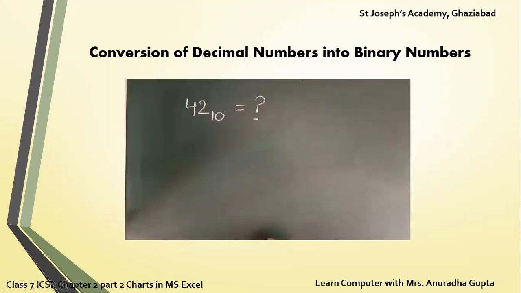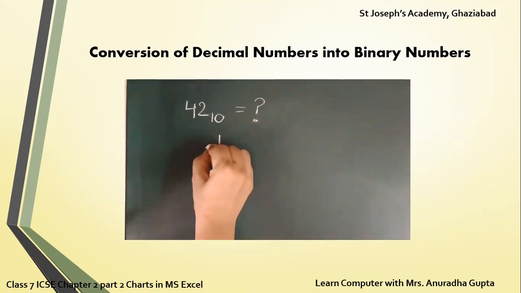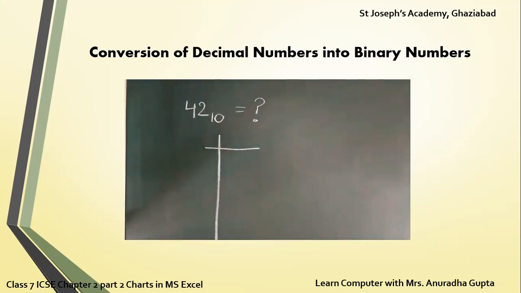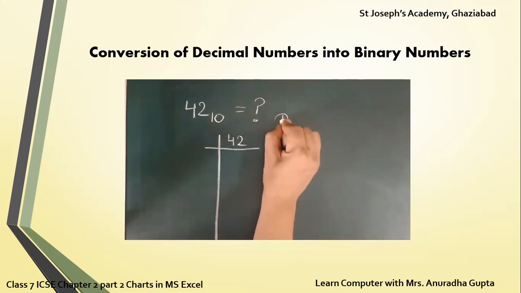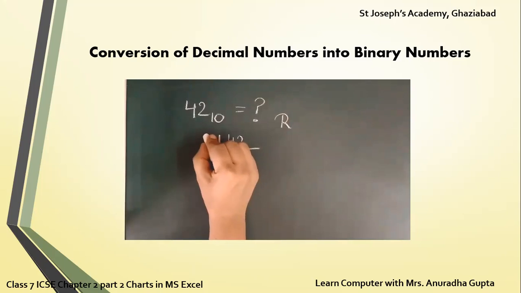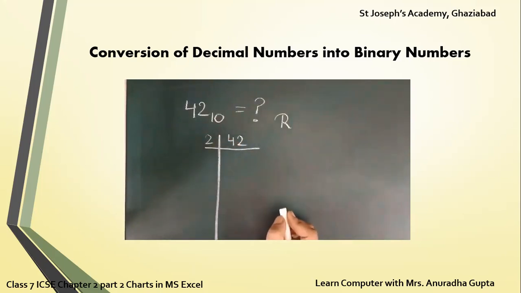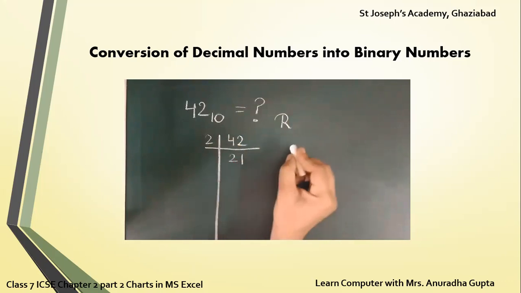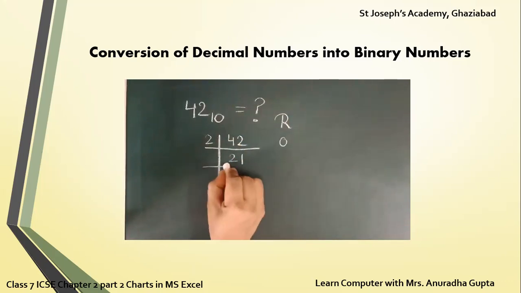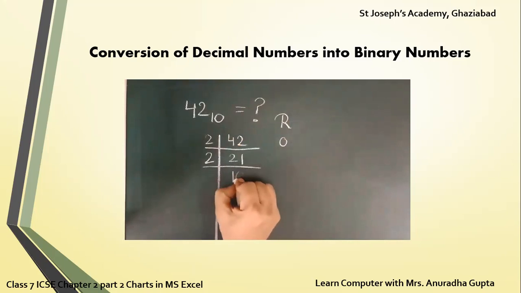In this example, we are going to convert 42 into its binary equivalent. So whenever we have to convert a decimal number into its binary equivalent, we divide that number by 2 and write all the remainders towards the right side. So let's start. 42 divided by 2, we will get 21. Remainder is 0. Then again we will divide 21 by 2. We will get quotient 10 and remainder 1.